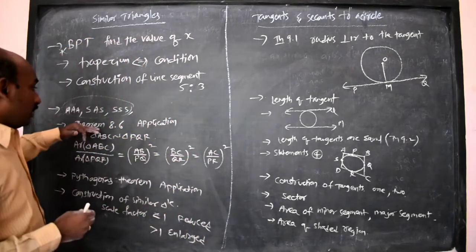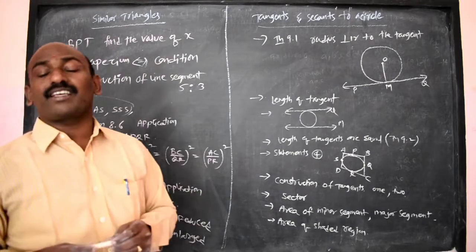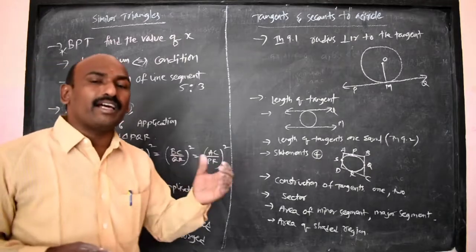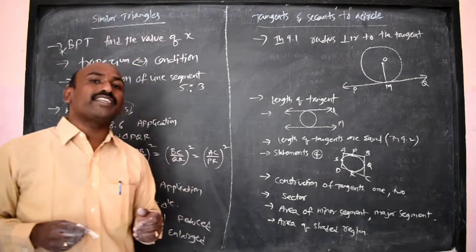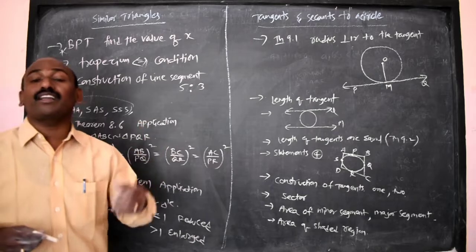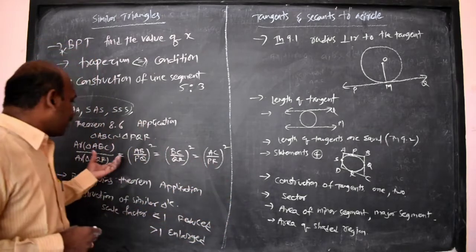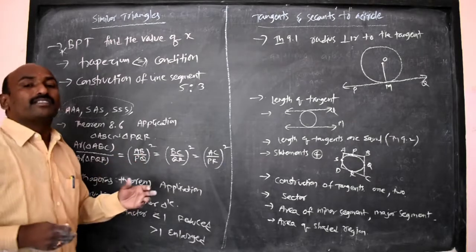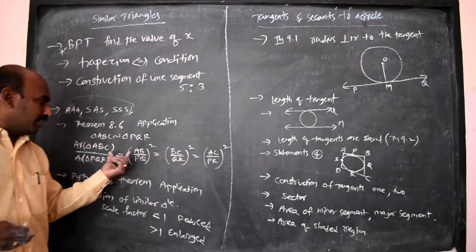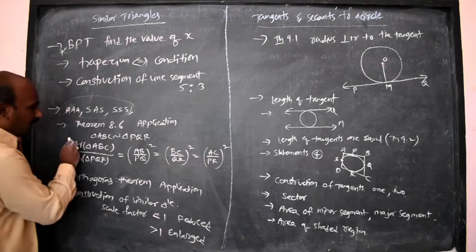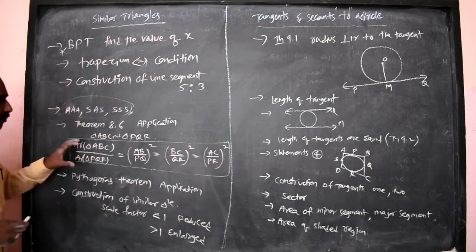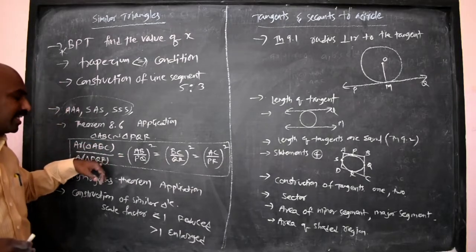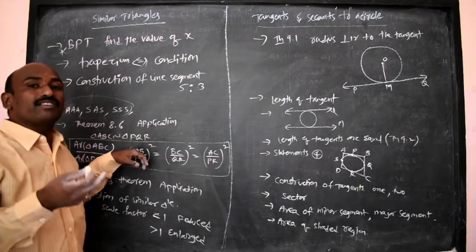The third exercise is a very small exercise based on theorem 8.6: whenever two triangles are similar, the ratio of areas is the square of the ratio of sides. That is, area of triangle ABC by area of triangle PQR is AB by PQ, the sides ratio, squared. This application is there, and based on this they can give the areas of triangle ABC and triangle PQR, and one corresponding side.